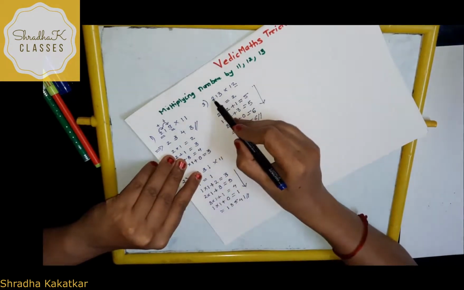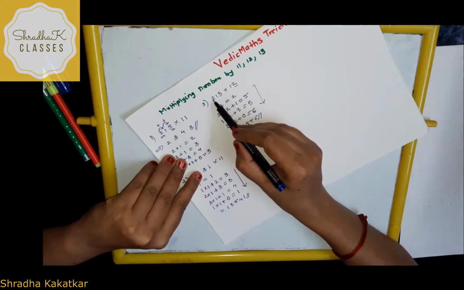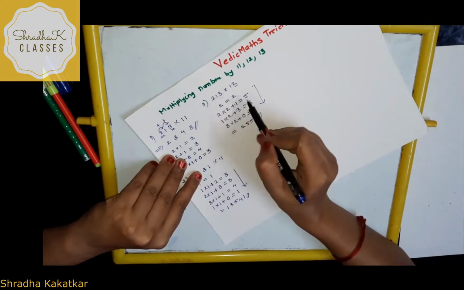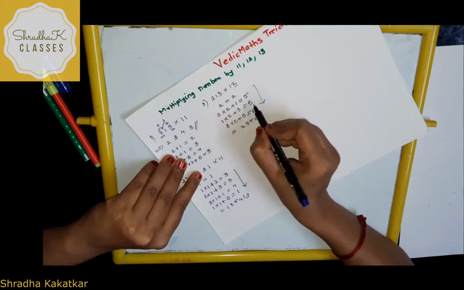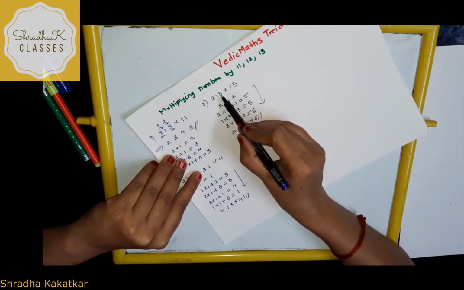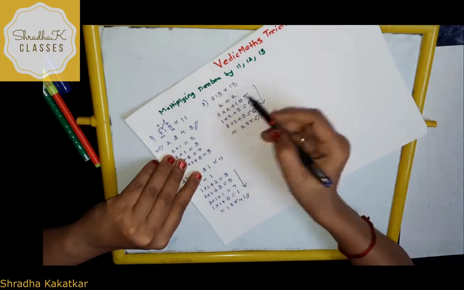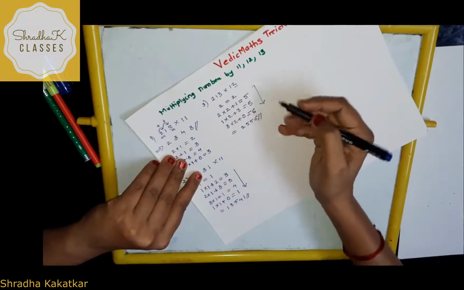So what I did: the first digit I write as it is. Then 2 into 2 is 4 plus 1 is 5. Then 1 into 2 is 2 plus 3 is again 5. Then the last is 3 into 2 is 6 plus anything next? No, 0. So 6 plus 0 is 6. Just write down the answer.